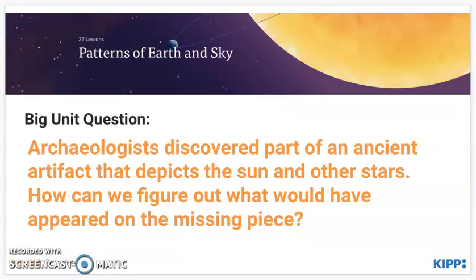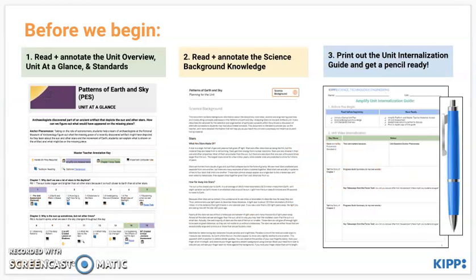This unit centers around the phenomena of a new artifact that was found with a missing piece. Students work throughout the unit to discover what might be on that missing piece. Before we begin, make sure that you've read and annotated the unit at a glance and the science background knowledge documents. Then have your unit internalization guide and a pencil ready to get started.